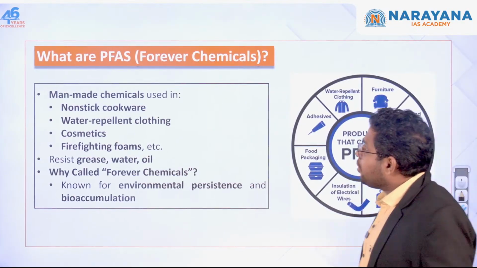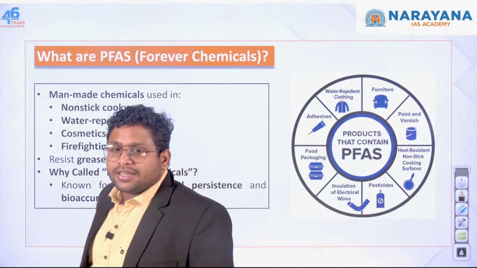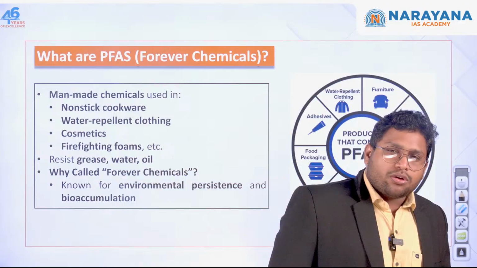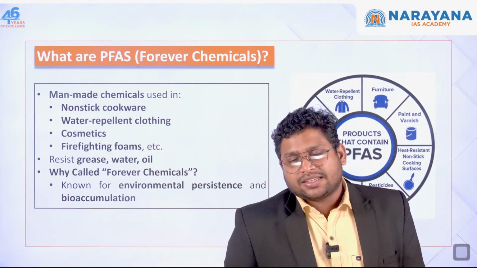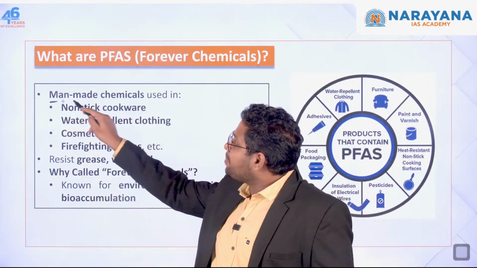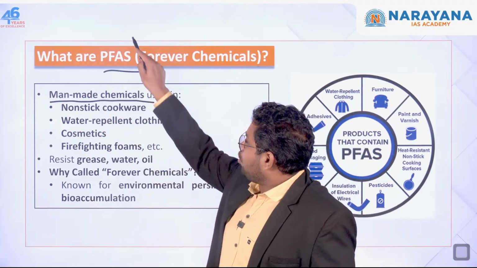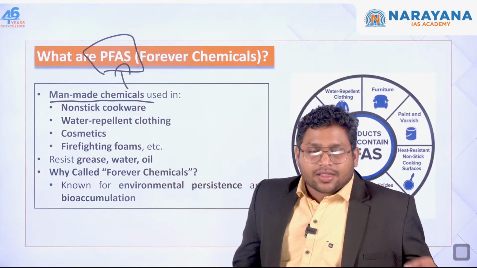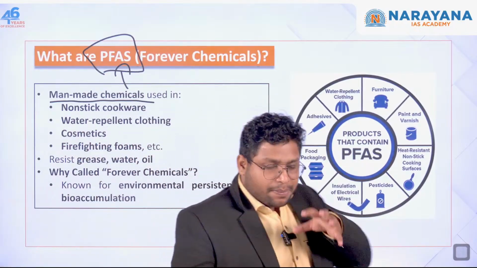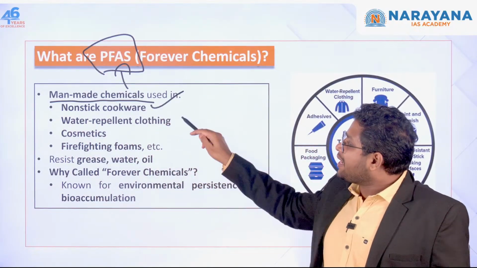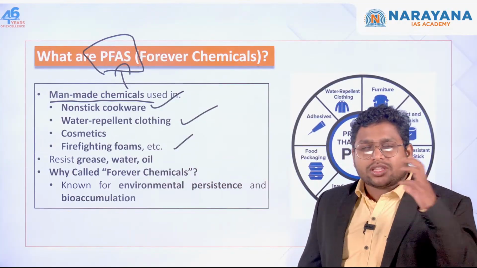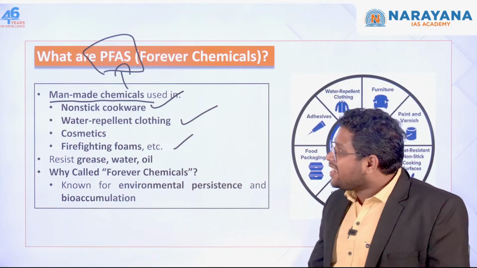Now, first of all, what do we mean by forever chemicals? Are these chemicals naturally present, or are we humans making these chemicals? The answer is we humans are making these chemicals. These are completely man-made chemicals, and the real name is PFAS. We make these chemicals for some of our purposes. Let's say we are making non-stick cookware, water repellent cloths, some cosmetics, firefighting foams. In all these materials we need these chemicals.